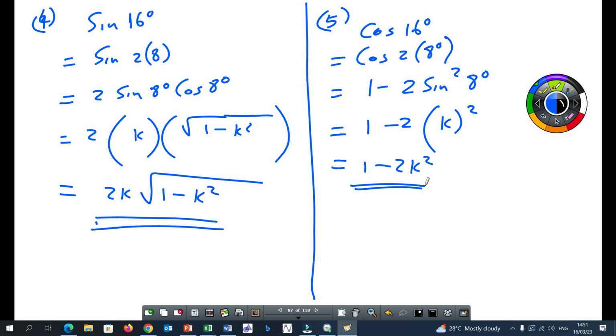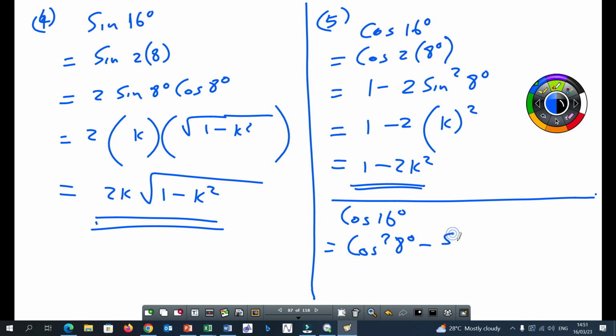Yeah, you still get the same. Okay, let's do it. Let's say we use number 1. If we use number 1, cos 16 degrees is the same as cos squared 8 degrees minus sine squared 8 degrees. What is cos of 8 degrees? What is cos 8?